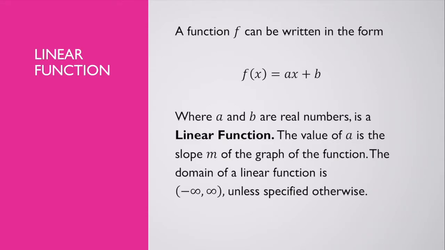A function f that can be written in the form f of x equals ax plus b, where a and b are real numbers, is a linear function, right? The value of a is our slope, and the value of b is our y-intercept. The domain of our linear functions goes from negative infinity to positive infinity unless otherwise specified. And that should make sense, right?